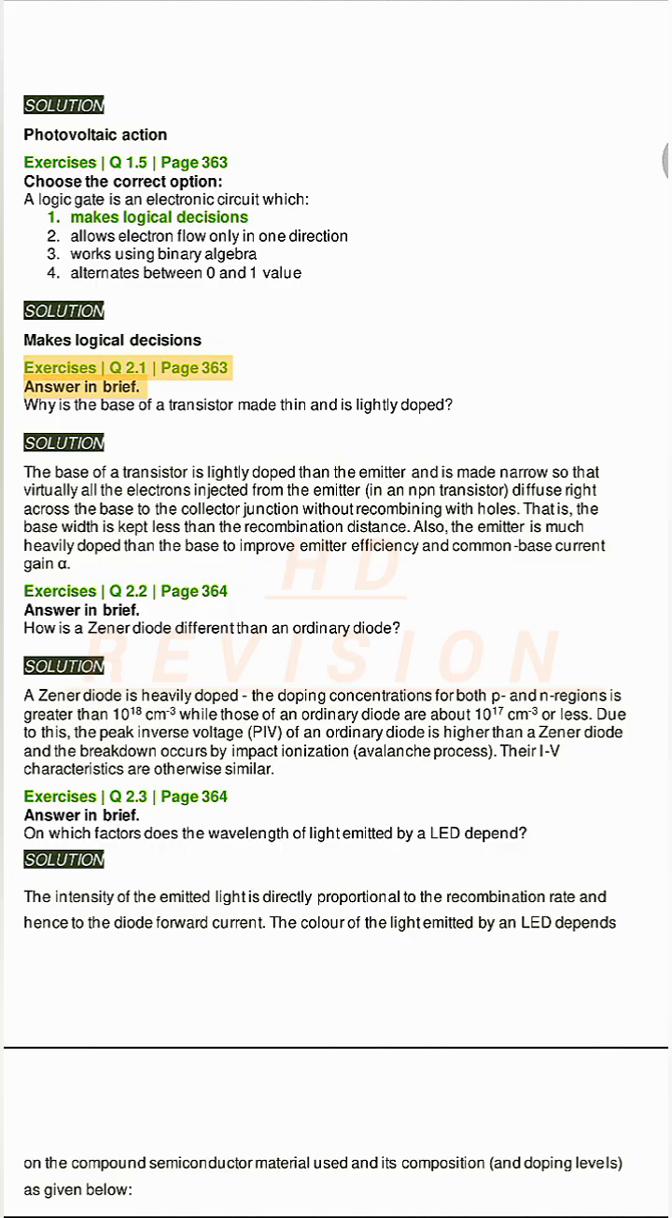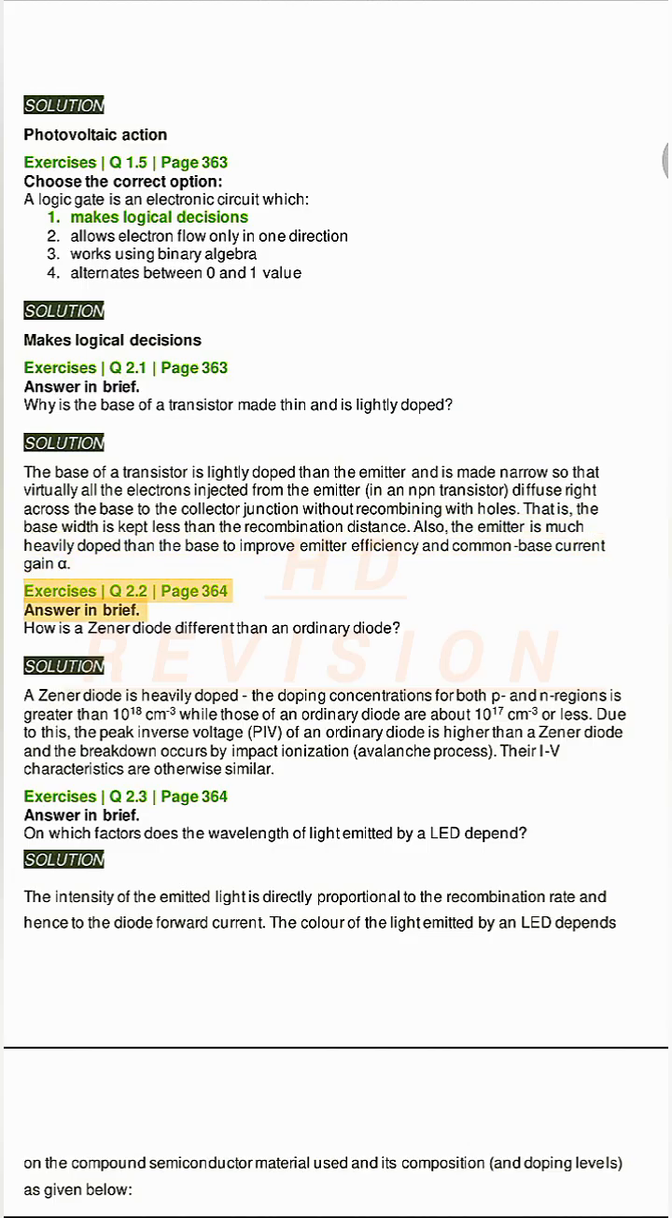Exercises Q2.1, page 363. Answer in brief. Why is the base of a transistor made thin and lightly doped? Solution. The base of a transistor is lightly doped compared to the emitter and is made narrow so that virtually all the electrons injected from the emitter in an NPN transistor diffuse right across the base to the collector junction without recombining with holes. That is, the base width is kept less than the recombination distance. Also, the emitter is much more heavily doped than the base to improve emitter efficiency and the common base current gain alpha.